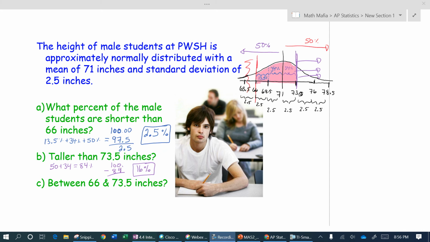And so what we're going to need to do to find that is take our 13.5 and add that to our 34 and our 34, or we could have just called that 68 since it's one standard deviation away from both sides. And when we add those three numbers together, we come up with a value of 81.5. So that tells us that 81.5% of the male population, or male students, are going to be between the heights of 66 and 73.5 inches.